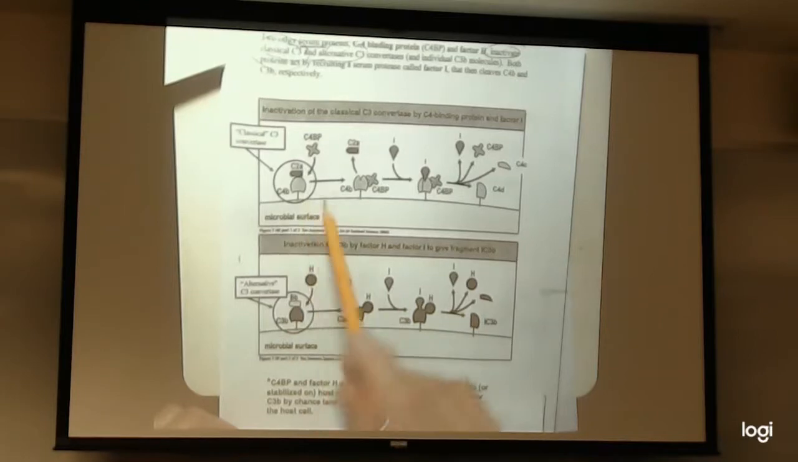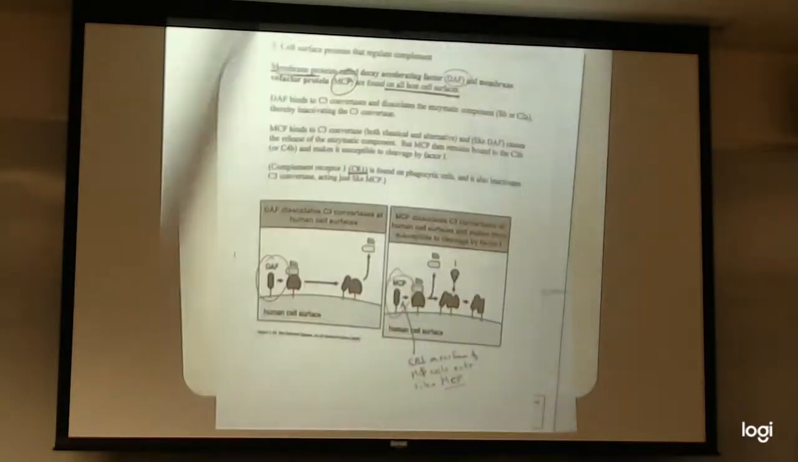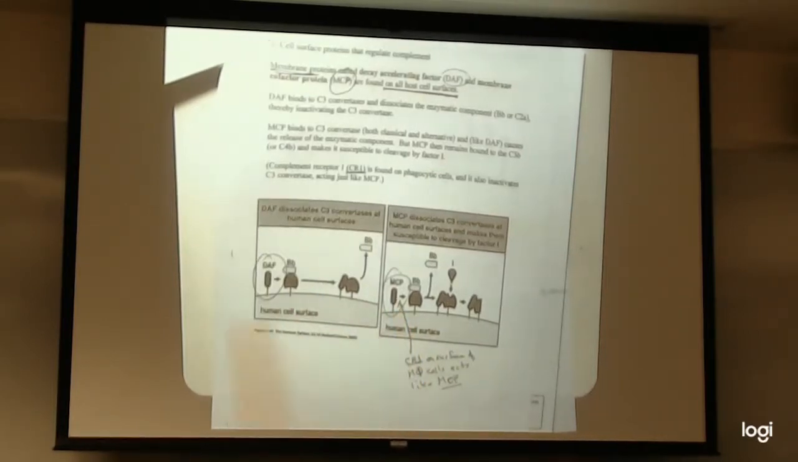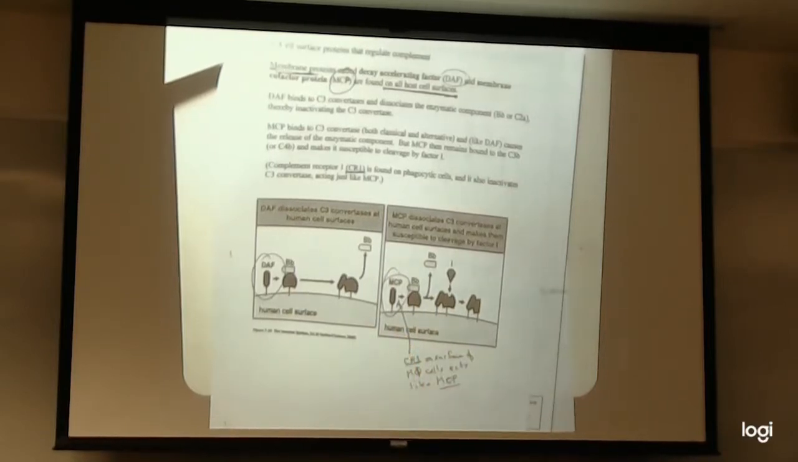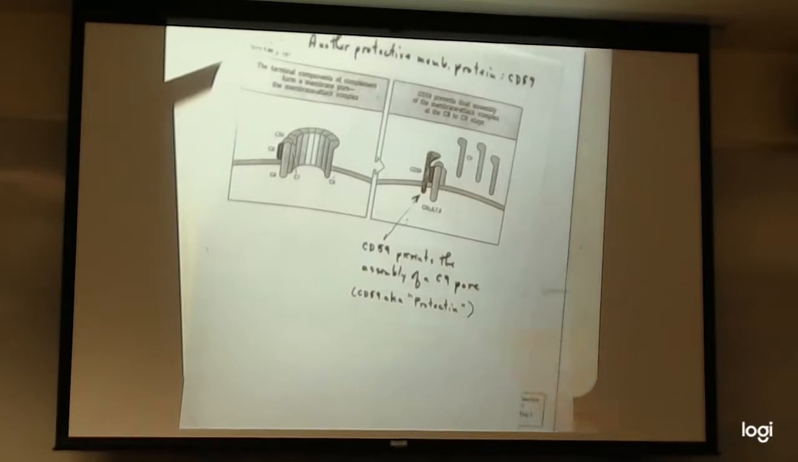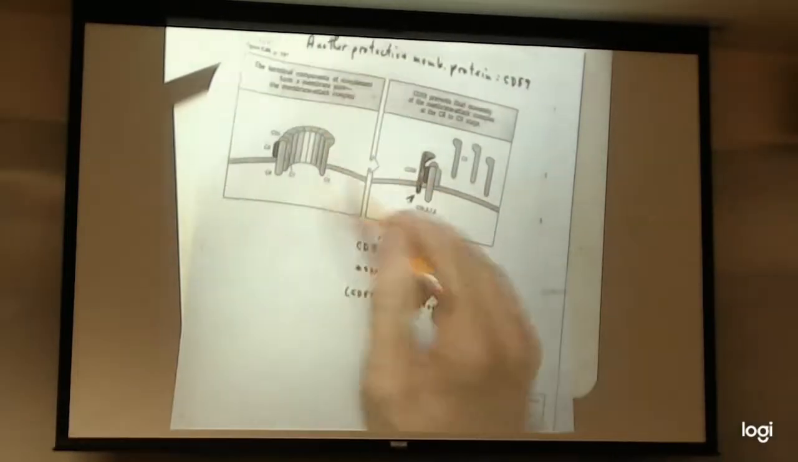It shows this happening on a microbial surface, but it really preferentially happens on our host cell surfaces. And then our host cells also have DAF and MCP, which are membrane proteins that break down these convertase guys and stop the production of ever more C3b tagging everything. Okay. And we have protectin, CD59, that disassembles these pores.